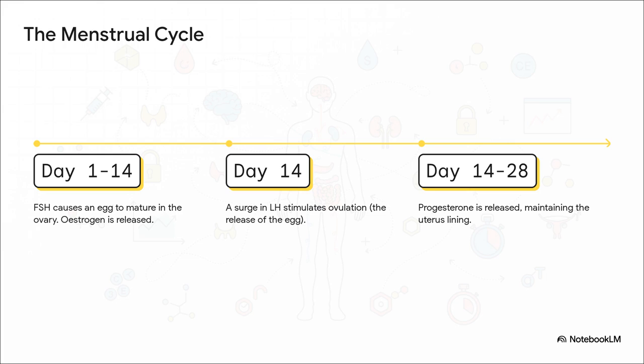Estrogen is a multitasker. It makes the uterus lining build back up, and it triggers the release of our third hormone, LH. Then, around day 14, you get this huge spike in LH, and that's the trigger for ovulation. The egg is released. After that, the empty follicle starts pumping out progesterone, which keeps that uterus lining thick and ready. See? It's a domino effect, with one hormone triggering the next.